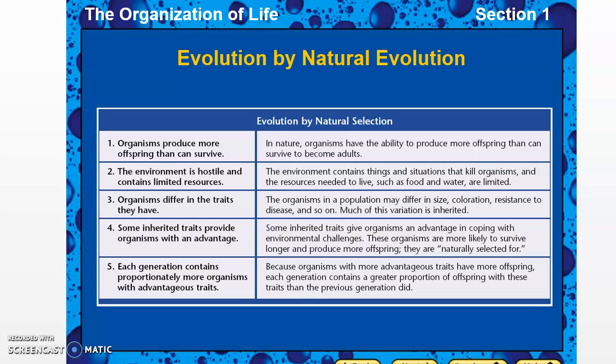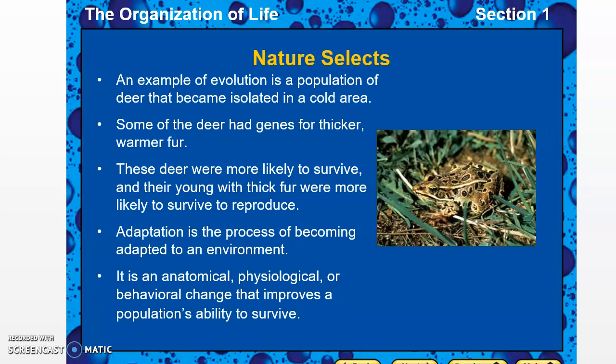Number 5, each generation contains proportionately more organisms with advantageous traits. Well, that should make sense. If you have traits that are helping you to survive, you're more likely to live, and you're more likely to pass on your DNA, and more likely to have offspring, which then pass on the DNA traits as well. So those are the main points of evolution by natural selection. Nature selects a lot of these traits.